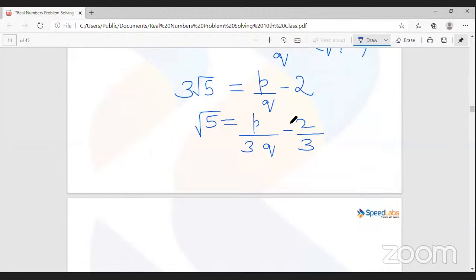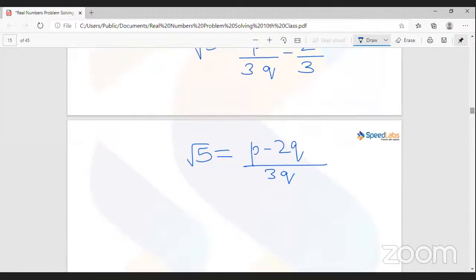Now what is the problem here? Ma'am, LCM is not same. LCM is not same. Okay, so I'll write it P minus 2Q by 3Q. Now is it fine? Ma'am, a rational number cannot be equal to an irrational number and root 5 is irrational. Yes. So it is a contradiction.